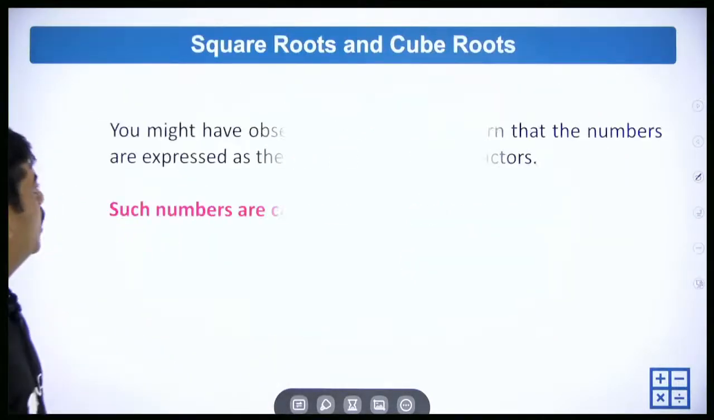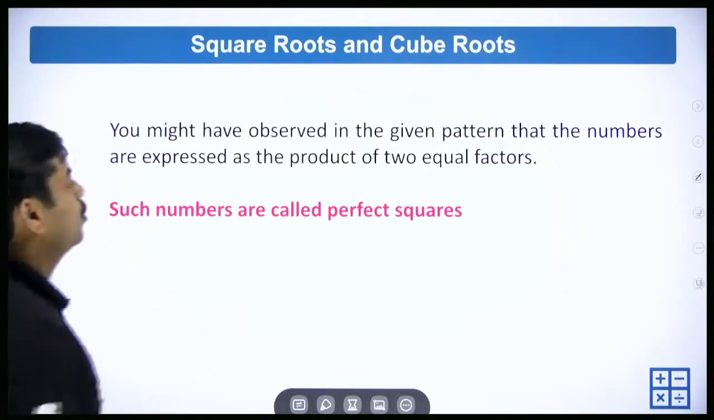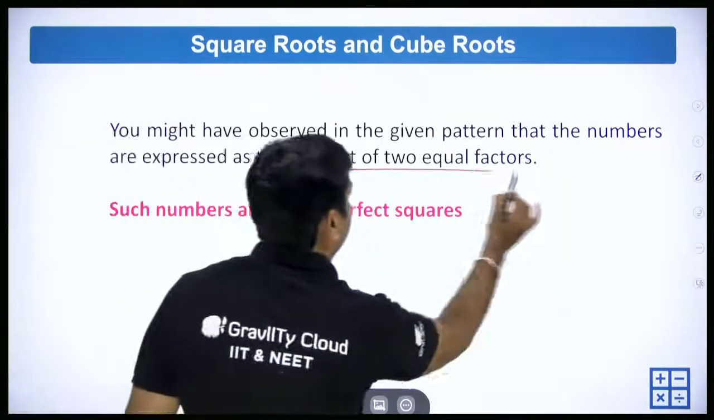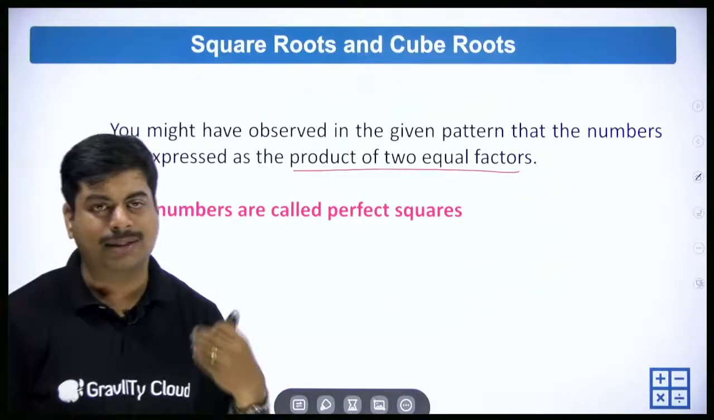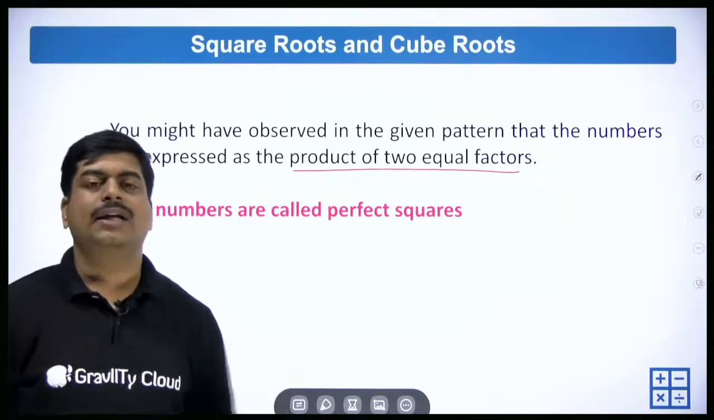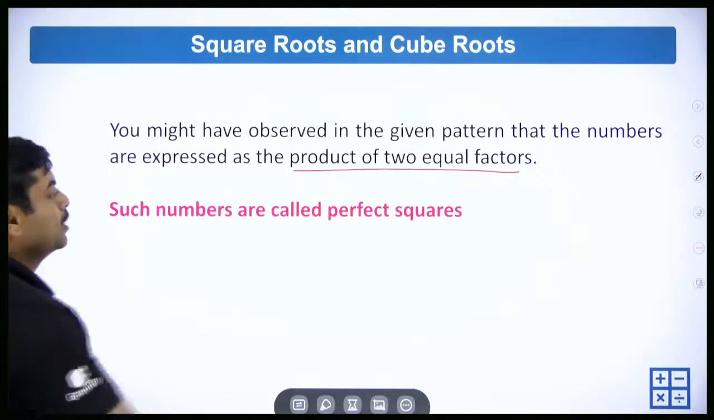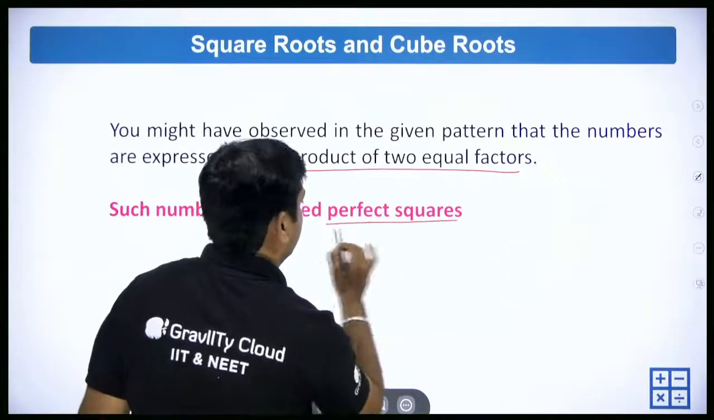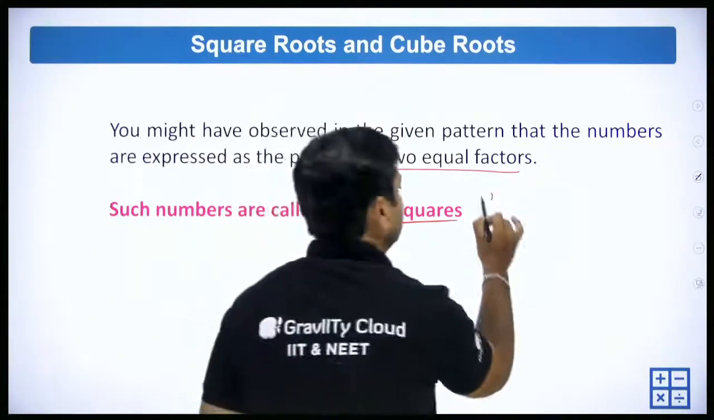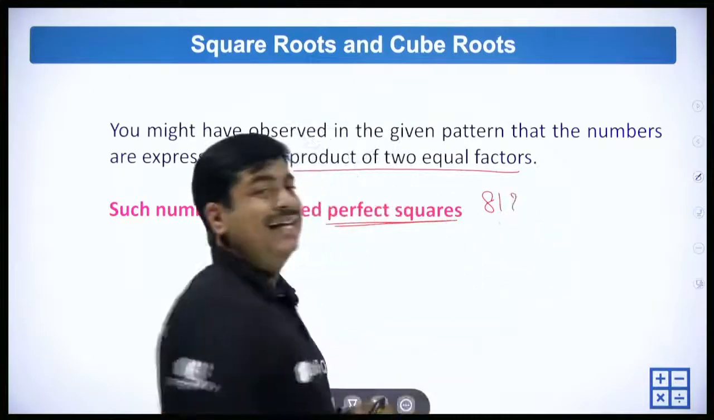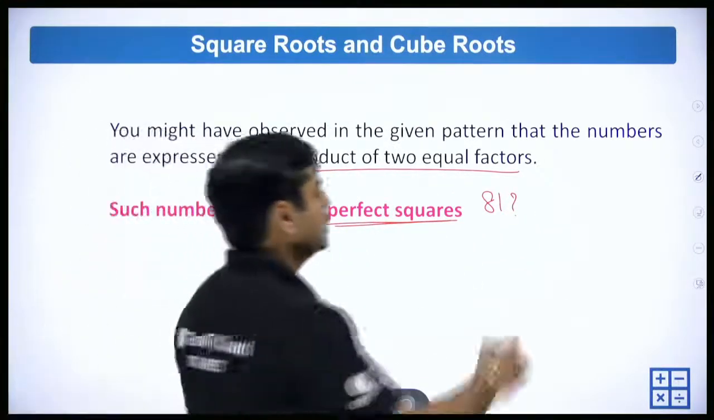The next thing we're going to learn about: you might have observed in the given pattern, the numbers are expressed as a product of 2 equal factors. Just now, 100 we expressed as 10 into 10, 81 as 9 into 9, 64 as 8 into 8, right? Such numbers are called perfect squares. So now tell me, is 81 a perfect square? Yes. Why? 81 can be written as 9 into 9.